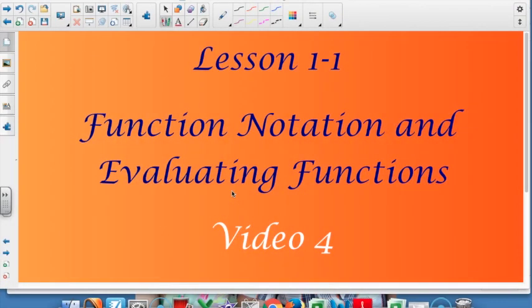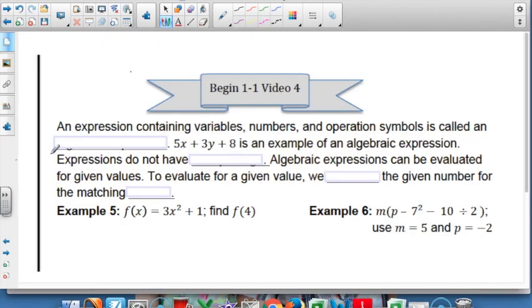In this last video for lesson 1, we are going to take what we talked about in videos 1 and 2 and combine it with what we just did in video 3, which is we're going to look at some function notation and how order of operations comes into play there.